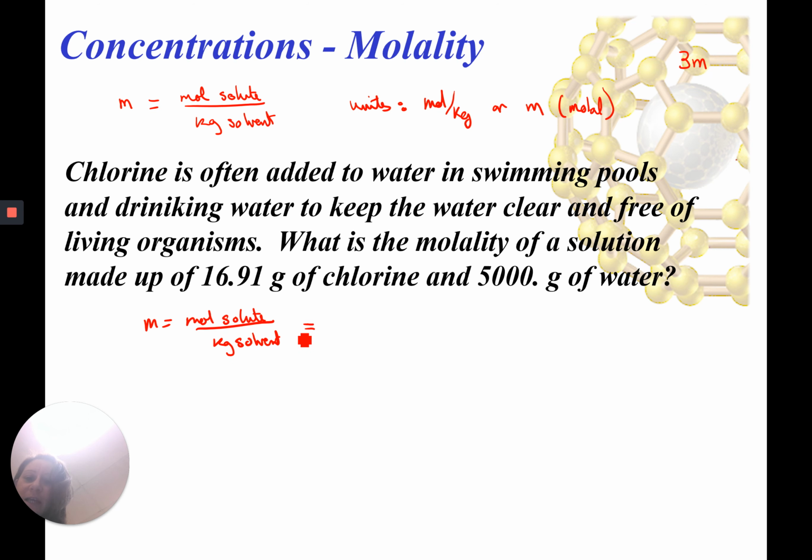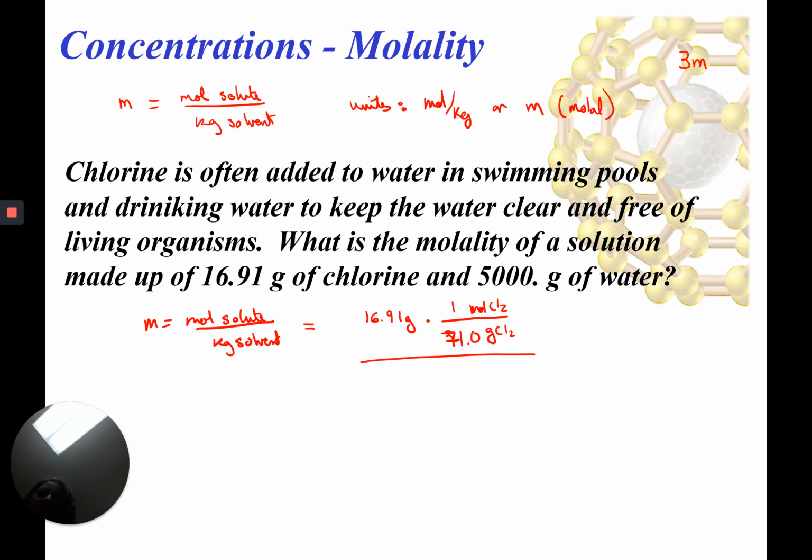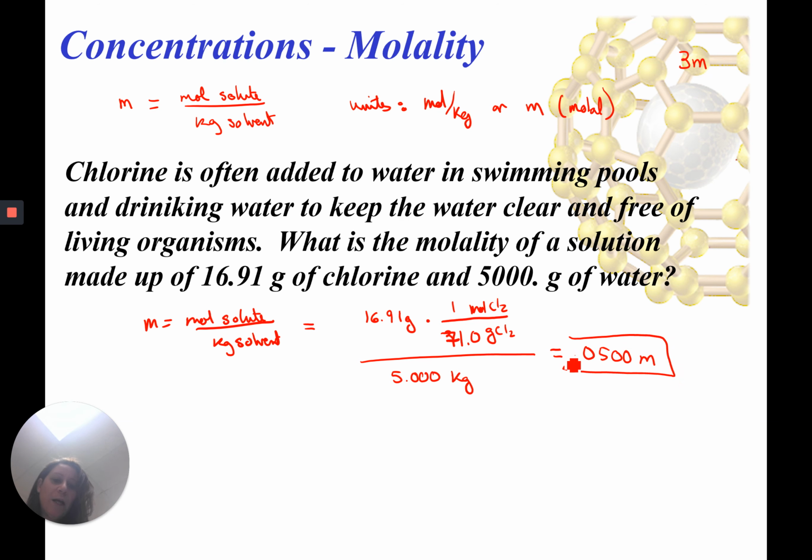Our solute in this case is chlorine. We're not given moles, we're given grams, but no problem, we can convert. So grams of Cl2 to moles of Cl2. 1 mole, because this is diatomic, you add 2 chlorines together, so that is 71.0 grams. That gives you the moles of solute. Divide by the kilograms of solvent. Our solvent is water. We have 5,000 grams, so that is 5 kilograms. And the answer ends up being 0.0500 moles per kilogram, or molal.